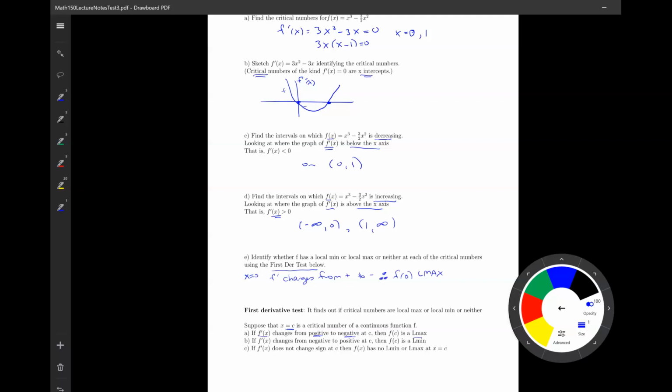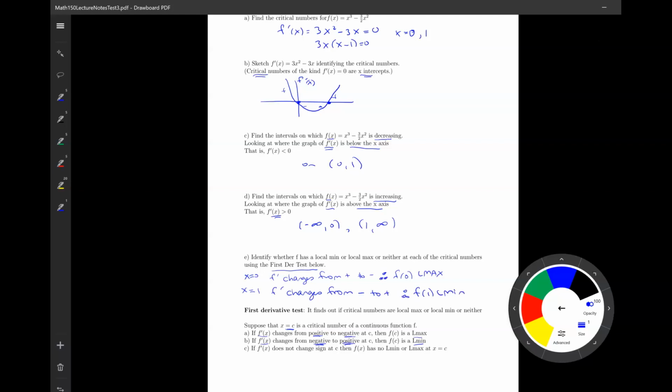So then, if my derivative changes sign from negative to positive, then I must have a local minimum because it changes from decreasing to increasing. So if I look at x equals 1, before x equals 1, the derivative is below the x-axis, so negative. After x equals 1, the derivative is positive. So f prime changes from negative to positive. So therefore, f of 1 must be a local minimum.